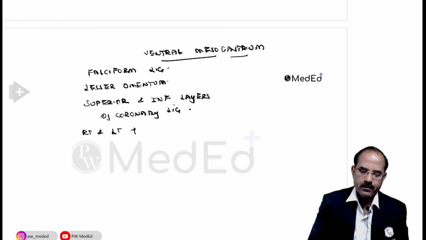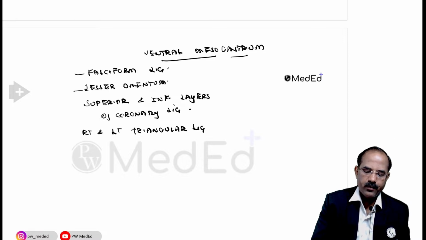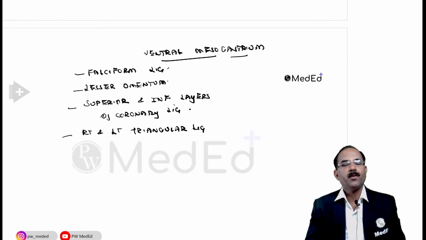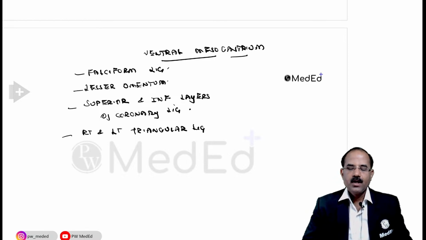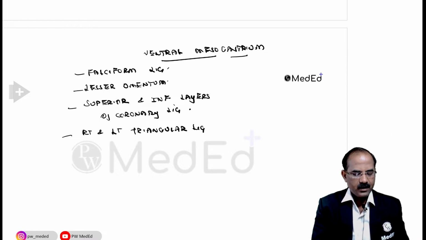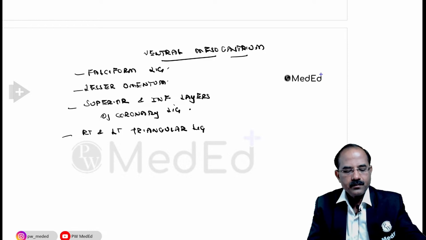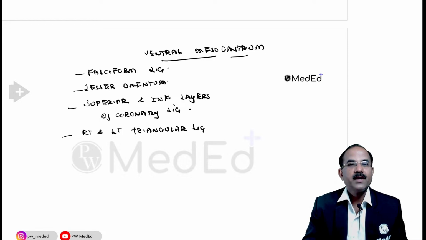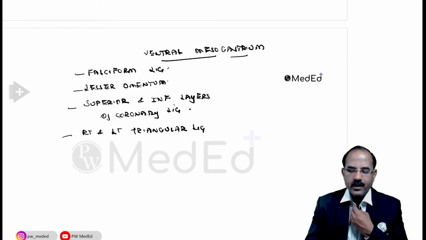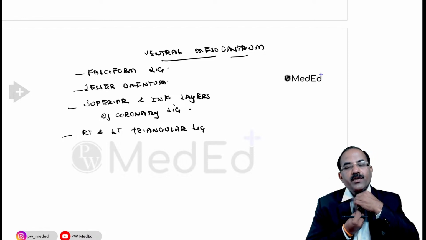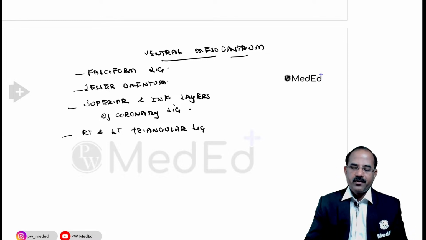Right and left triangular ligament. Students, this is a very important MCQ. Remember this. So what are the derivatives of ventral mesogastrium? Going through it once again: the falciform ligament, the lesser omentum, the superior and inferior layers of the coronary ligament, and the right and left triangular ligament. So these are the derivatives of ventral mesogastrium.